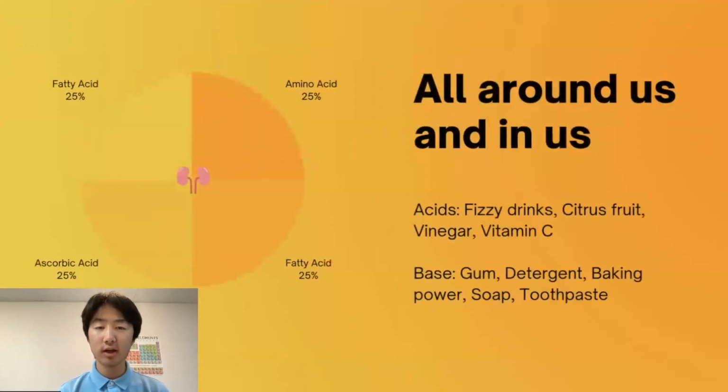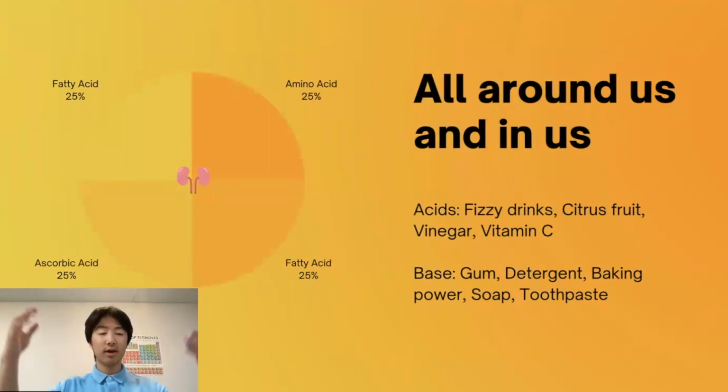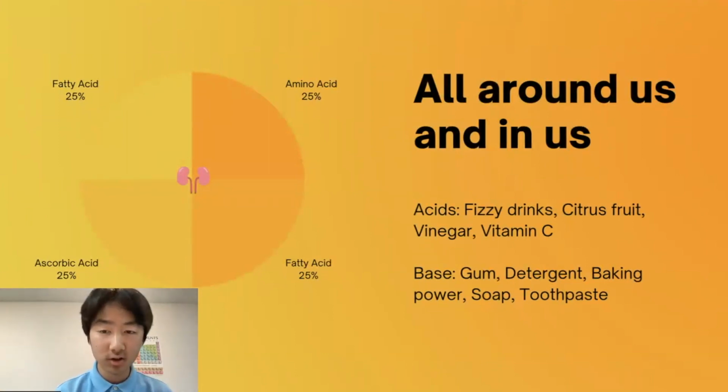Some other ways is that, I like to use the phrase, acids and bases are all around us and in us. All around us, as in there are acids in the real world, such as fizzy drinks, Fanta, Coke, 7-Up, Starry. There are also citrus fruits such as lemon, lime, oranges. There's also vinegar, which is also acidic, and vitamin C, which all of you need. And then the bases, right? Chewing gum, a lot of them are basic.